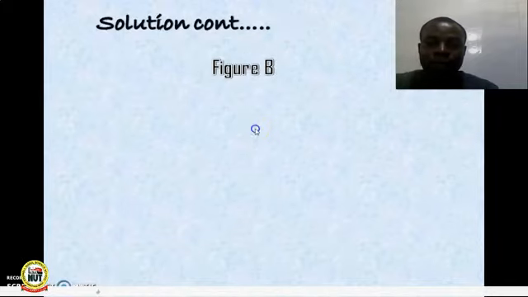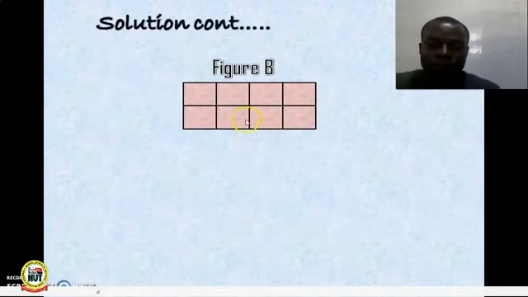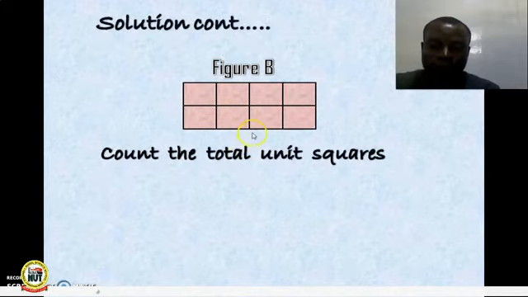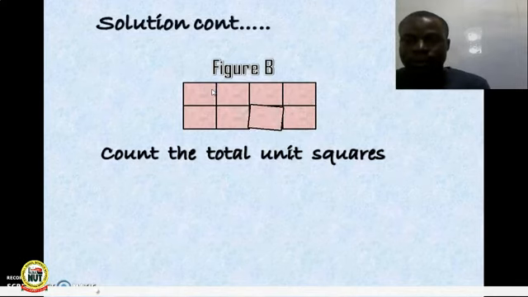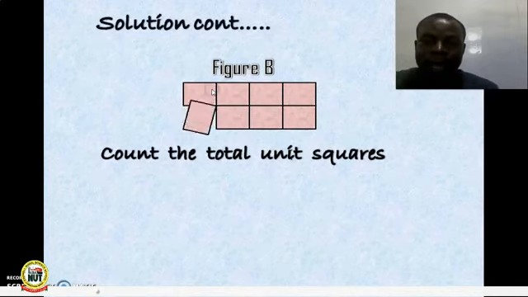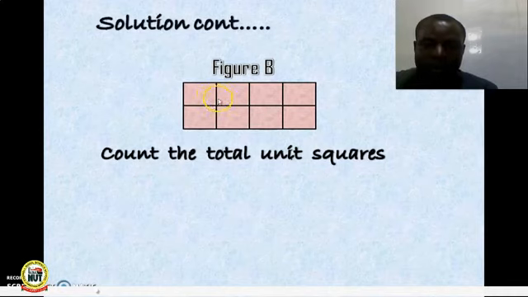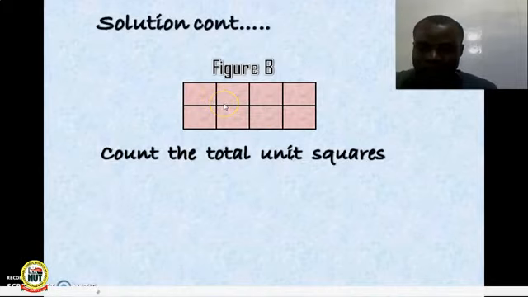This is our figure B, and this is the squares. So we are going to count again the total unit squares that figure B has. So let's count 1, 2, 3, 4, 5, 6, 7, 8. So we have a total of 8. Okay? So we have 8 unit squares.